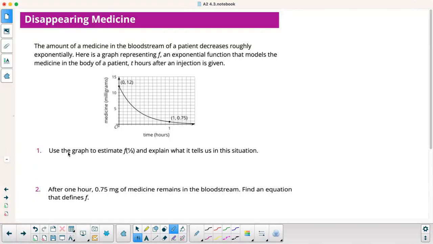So number one, use the graph to estimate f of 1/3 and explain what it tells us. So 1/3 of an hour, because this is in hours on the horizontal axis. So 1/3 of an hour is 20 minutes, right? So I would say after 20 minutes.